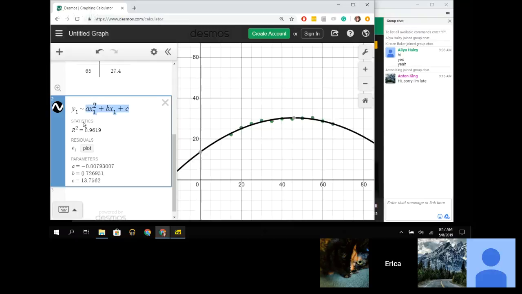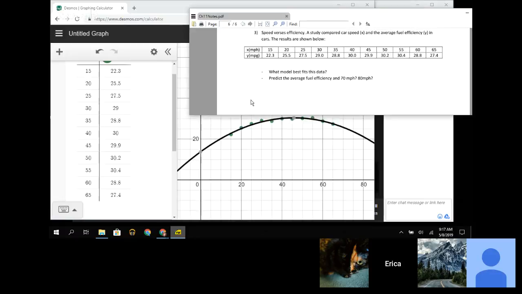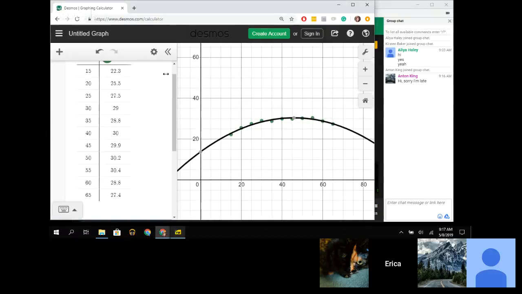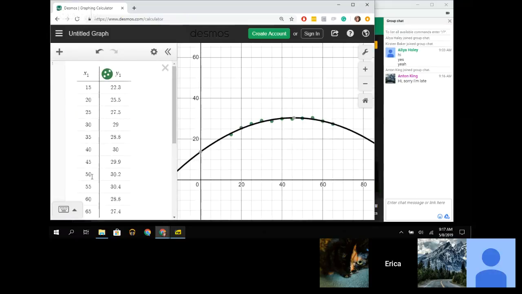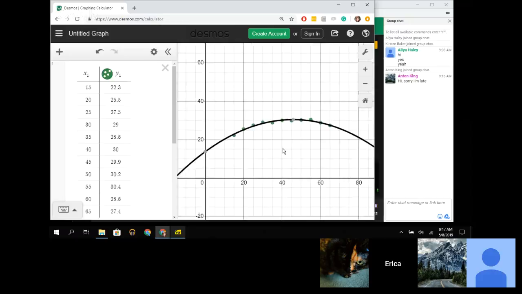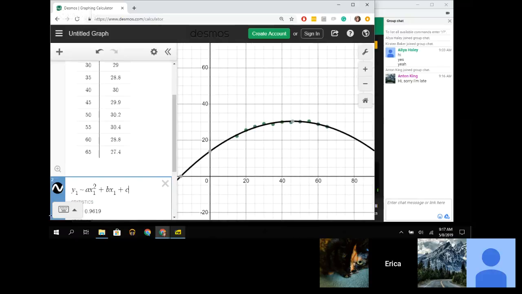Oh, hey, Anton, how are you? So what we're doing, Anton, is I had this problem that was speed versus efficiency. This is a bunch of data where the X values are your miles per hour and your Y values are the miles per gallon that you get for your car. I took that data and put it in Desmos as a table. The green points are my data points, the data that I collected.